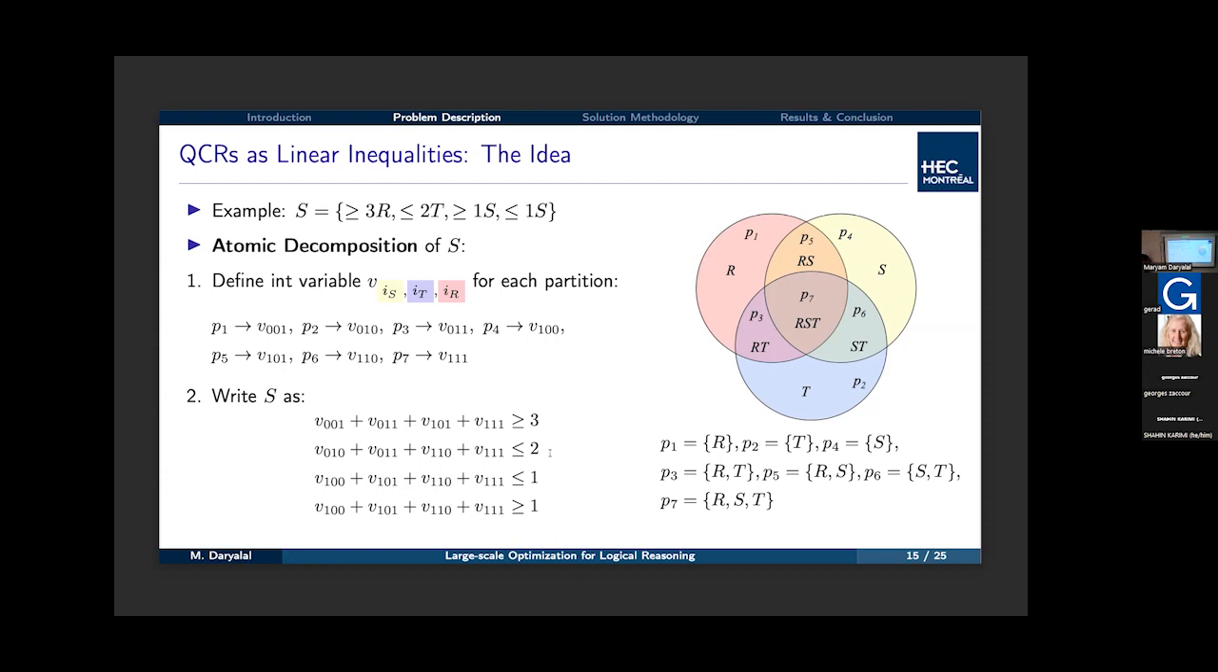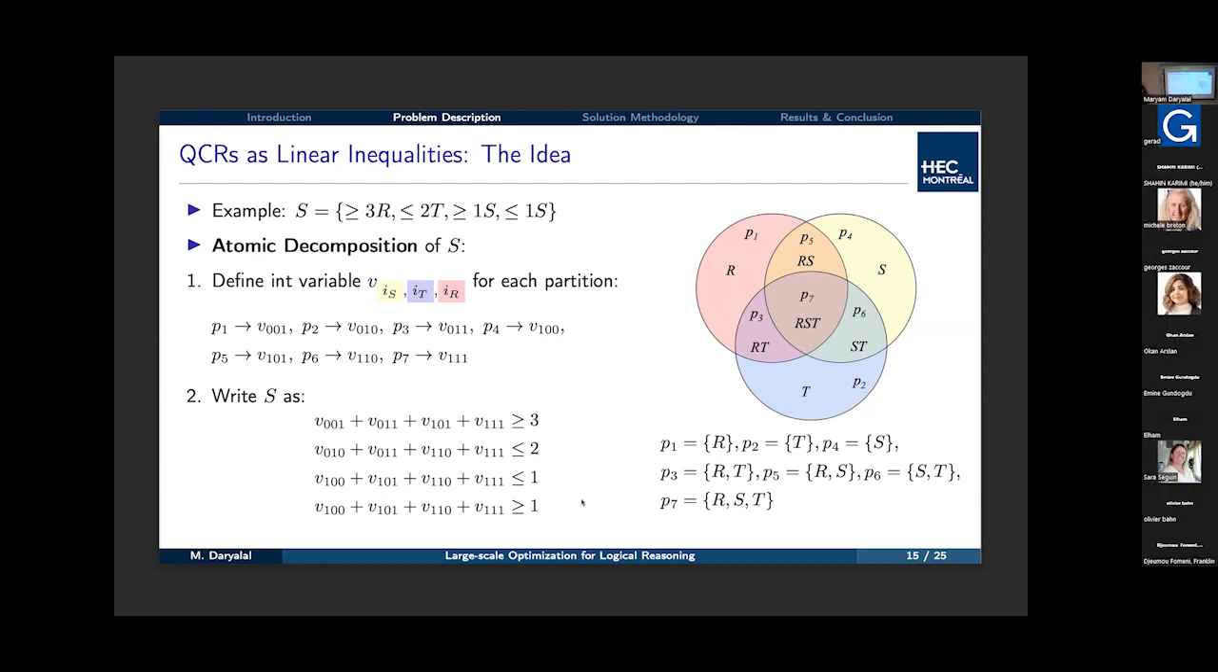The same thing for the second one, for 2T. So here, all of the second indices are 1. So the summation of all the partitions that have T in them should be at most 2. So I should find at most 2 instances, 2 individuals that are in relationship via the role T. So this way, we're able to translate these qualified cardinality restrictions to inequalities.